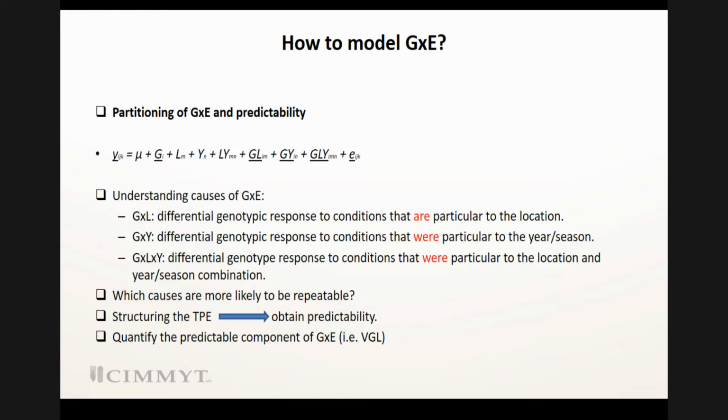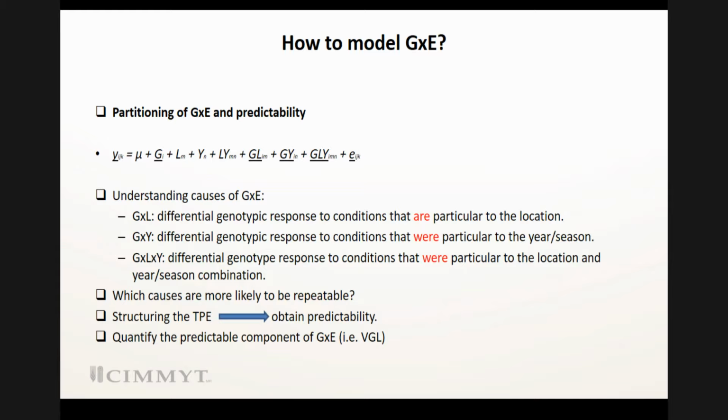Understanding the causes of the G/E interactions, G/L, what does that mean? We're looking at the differential genotypic response to conditions that are particular to the location. G/Y, what does that mean? We're looking at zooming into the year, season effects. G/L/Y, we are zooming into that combination of location and year or season combinations.